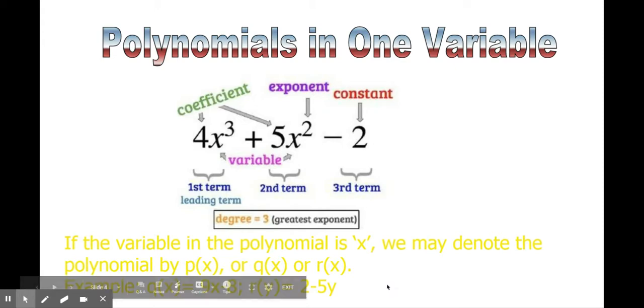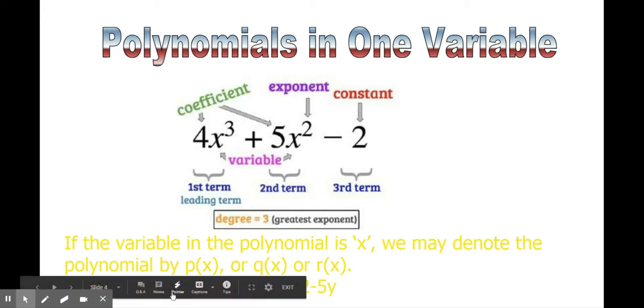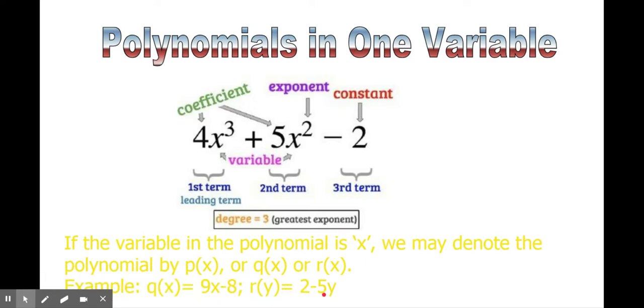A polynomial in y can be written as r(y) equals 2 minus 5y. Another example is q(x). That means a polynomial in x can be written as like this. So the variable comes in the bracket and we denote it in the form of r(y) or q(x).